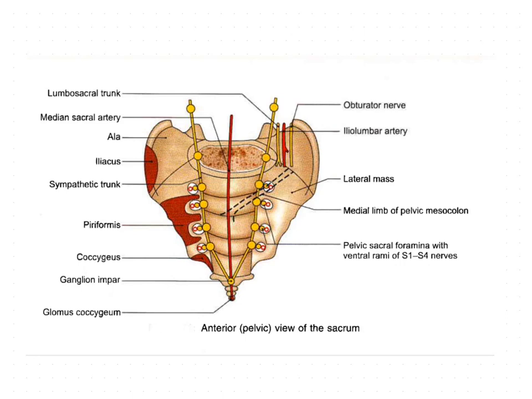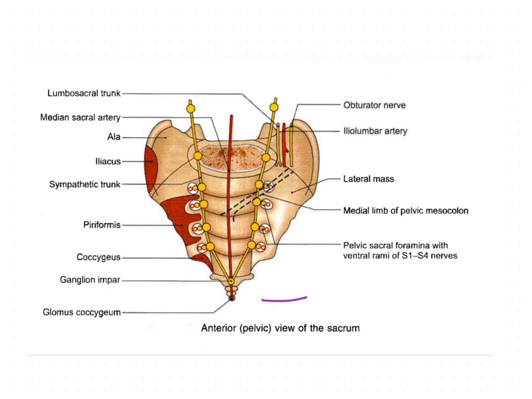Dear students, welcome back. In the previous session, we have seen the applied anatomy of the lumbar vertebrae. Now we are going to see another bony part of the abdominal region, that is the sacrum. Okay, here is the sacrum.